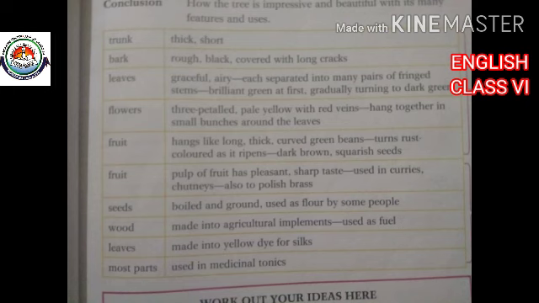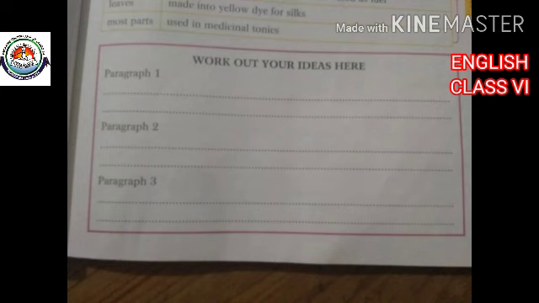Here there is a space given. What you have to write in paragraph number 1, you have to summarize in the box given down. And then what you have to write in paragraph number 2, what you have to write in paragraph number 3, you have to summarize it here. And in your notebook, you have to write it as an essay which contains 3 paragraphs or 4 paragraphs.